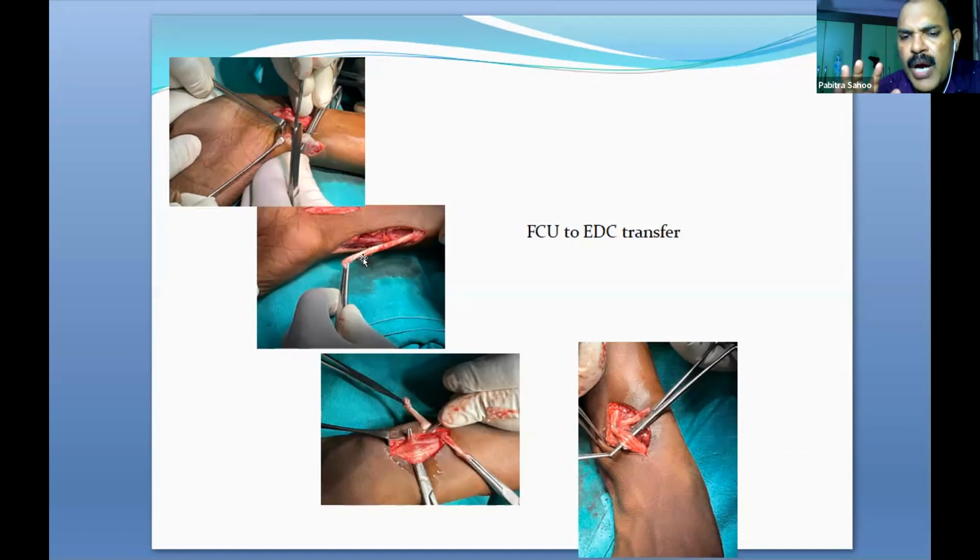So now you have relieved the flexor spasticity by taking out the FCU. You have augmented the extensors by transferring FCU to extensors, and as such ECRB is there to extend the wrist. That will complete your procedure, balancing the muscles around the wrist, around the MCP, and around the IP joints.